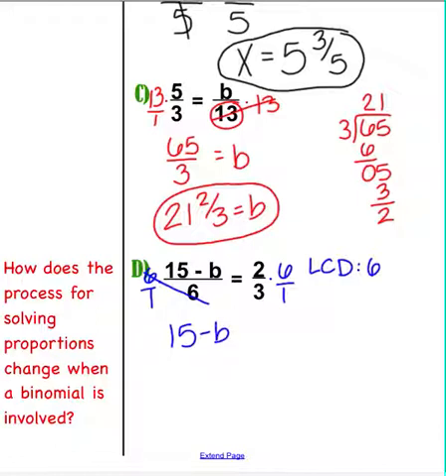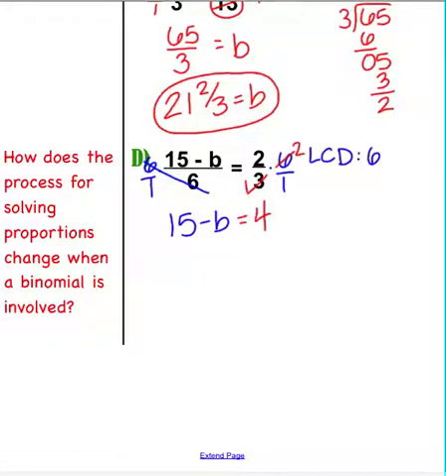And over on the other side, I have 3 and 6 both dividing by 3. 3 goes to 1. 6 goes to 2. So now I have equals 2 times 2, which is 4. Now, this is where it looks a little bit trickier. So we have to get rid of this 15.